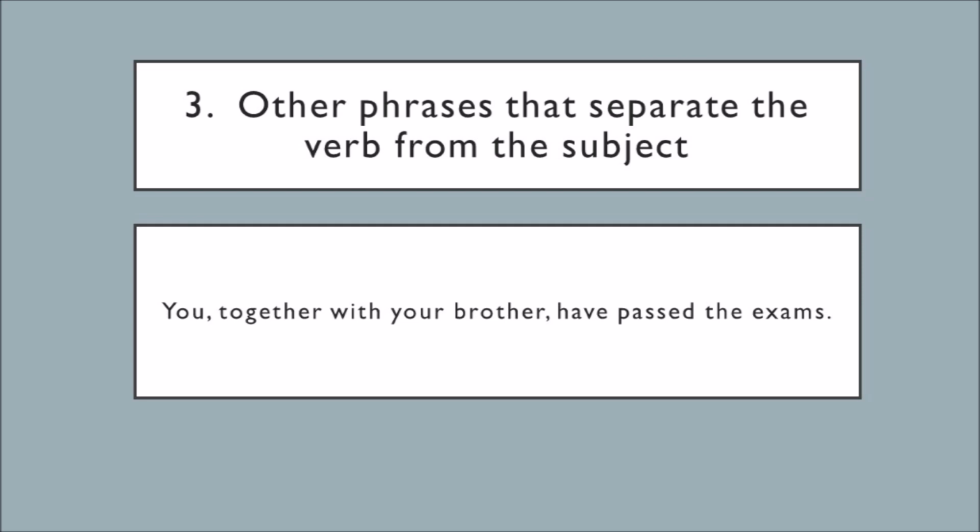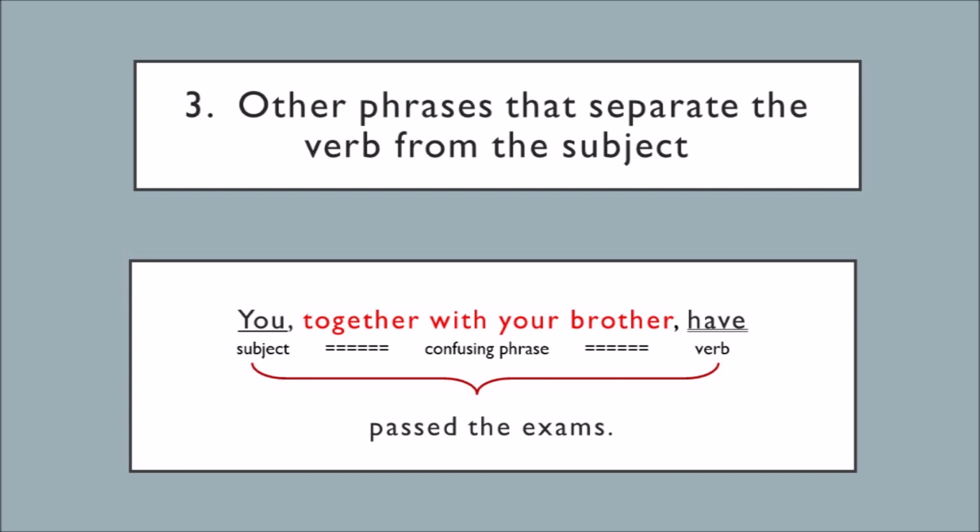Let's take another confusing phrase in a sentence. You, together with your brother, have passed the exams. Again, the sentence contains the confusing phrase together with your brother. Remember that the noun brother is not the subject as it is part of the phrase. The subject is the pronoun before that, which is you, a plural pronoun. You, together with your brother, have passed the exams. Do you think you did great on our sentences? Well, I think so too.